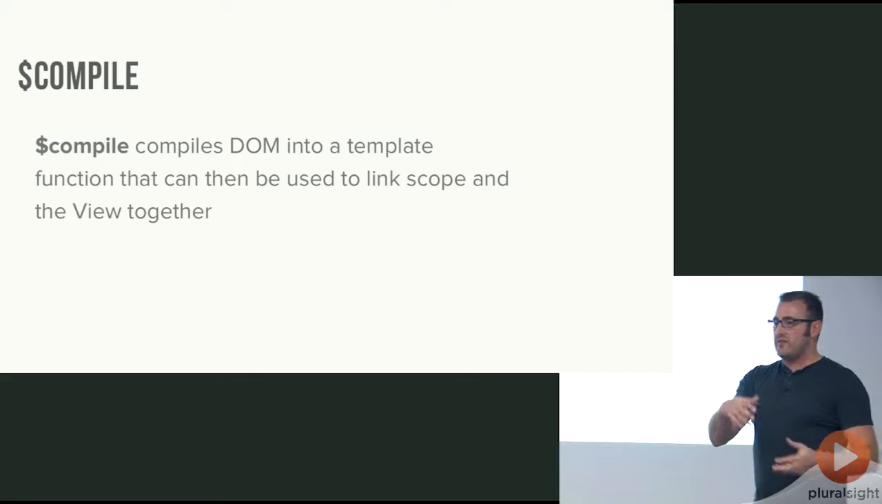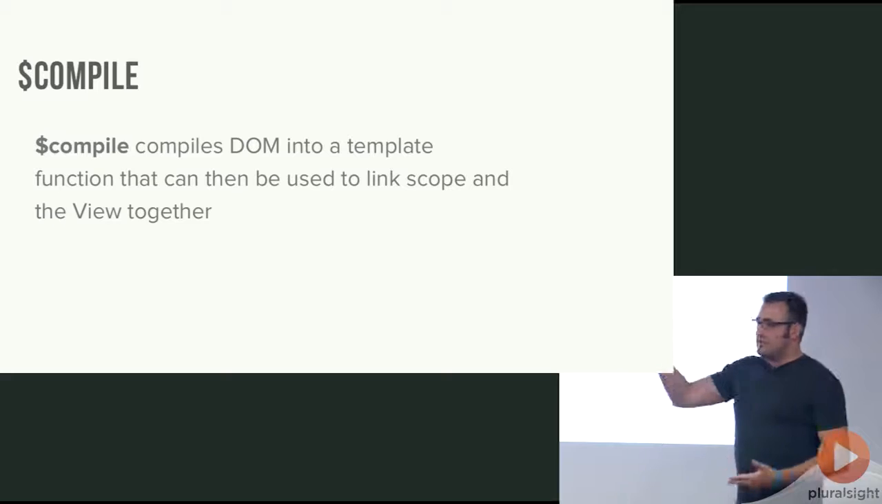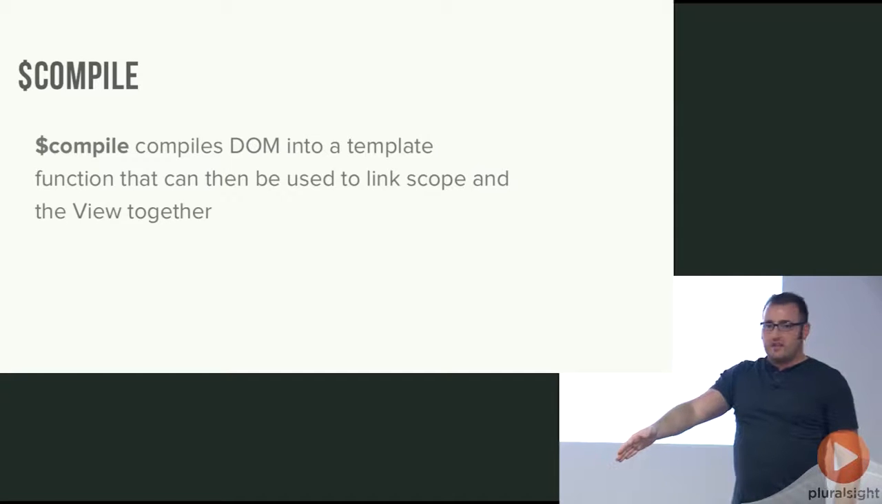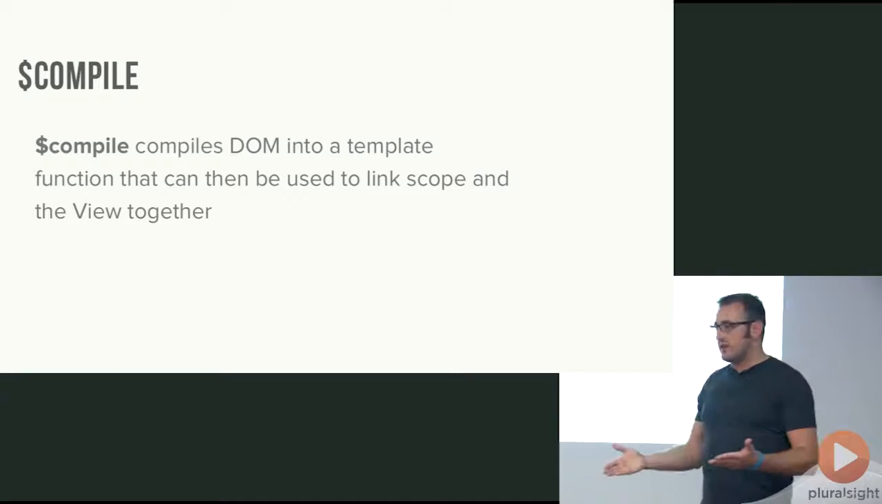So in a very simplistic way, you basically have compile that goes through and says this is how this module needs to be configured. This is the DOM that it needs to be configured against. It merges the two and you have your application.